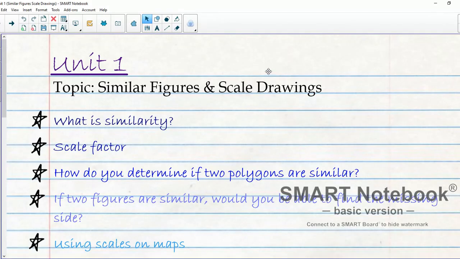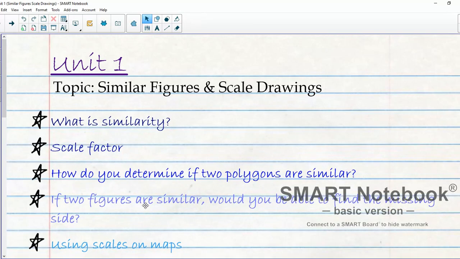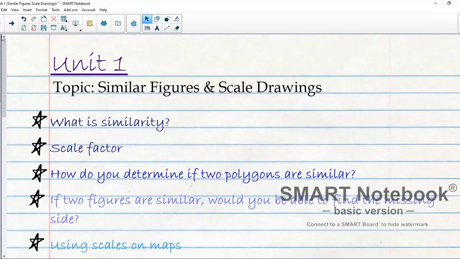So this is a review of Unit 1 where we talked about similar figures and scale drawings, or at least what we've done so far. So the first question is, what is similarity? In this video, we're going to talk about scale factor. How do you determine if two triangles, for instance, are similar? If the two figures are similar, would you be able to find the missing side? That was the quiz, right? And using scales on maps.